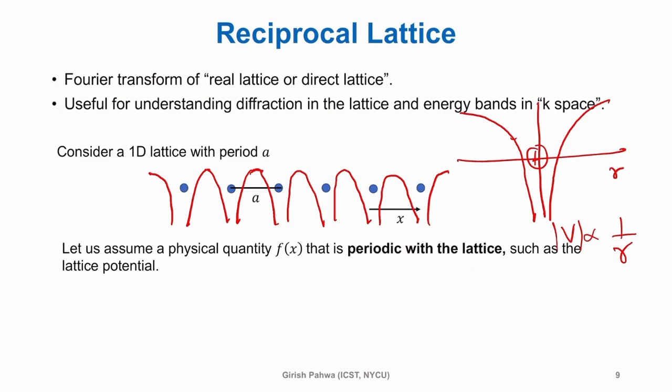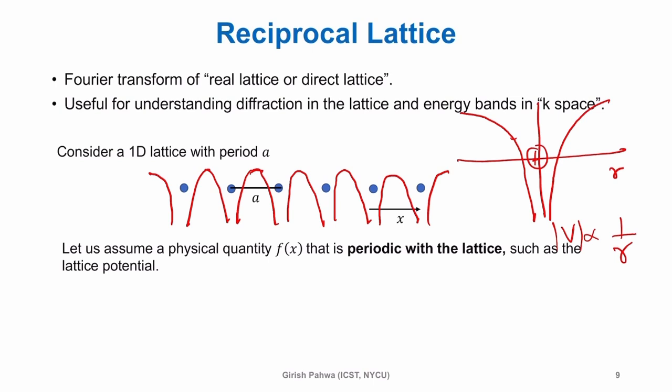Now, because it's a periodic function, it has some period. What's the period? Period is a. It repeats after every a. So there is a concept of Fourier series. Whenever you have a periodic function, you can represent it as an algebraic sum of several plane waves. Okay?